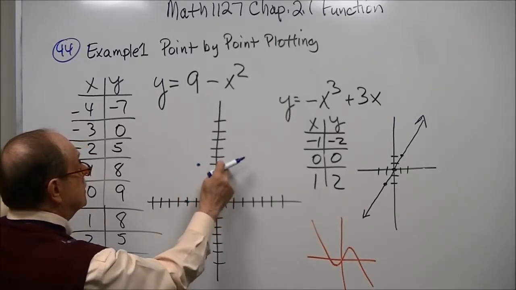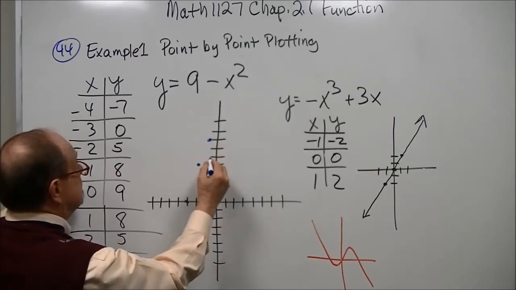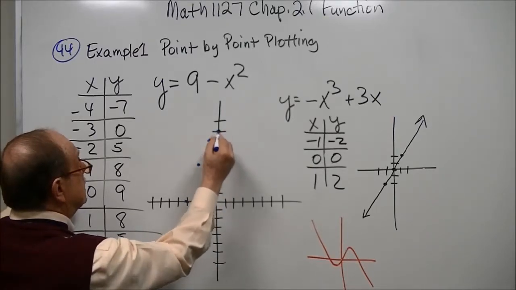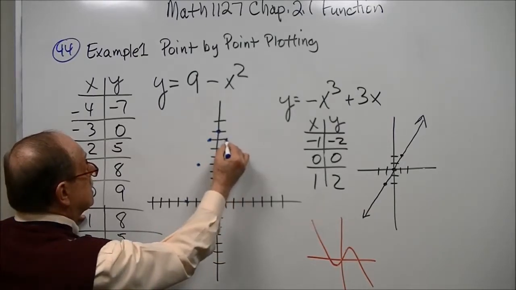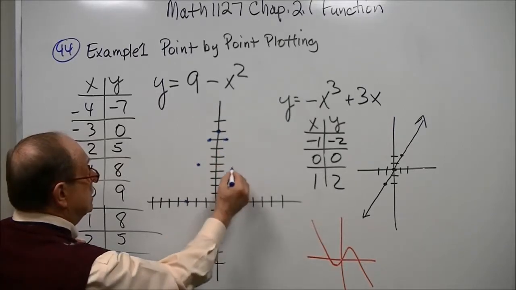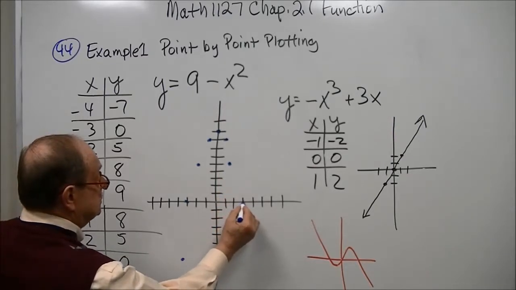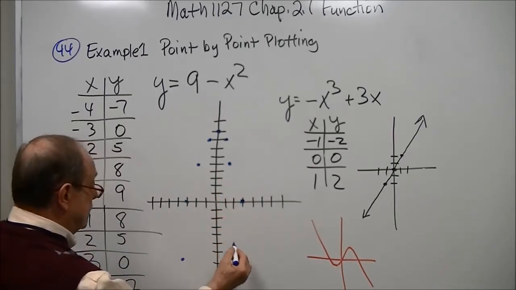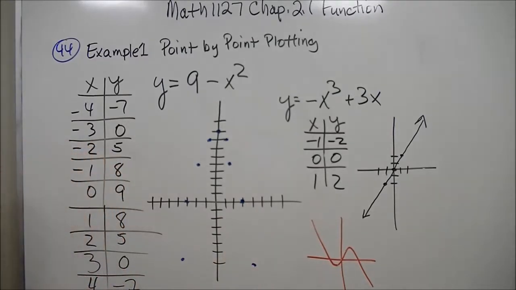Negative 1, 8. 1, 2, 3, 4, 5, 6, 7, 8. 0, 9. Then 1, 8. 2, 5. I don't know if you're seeing a pattern here. 3, 0. And 4, negative 7. So there are our plots.